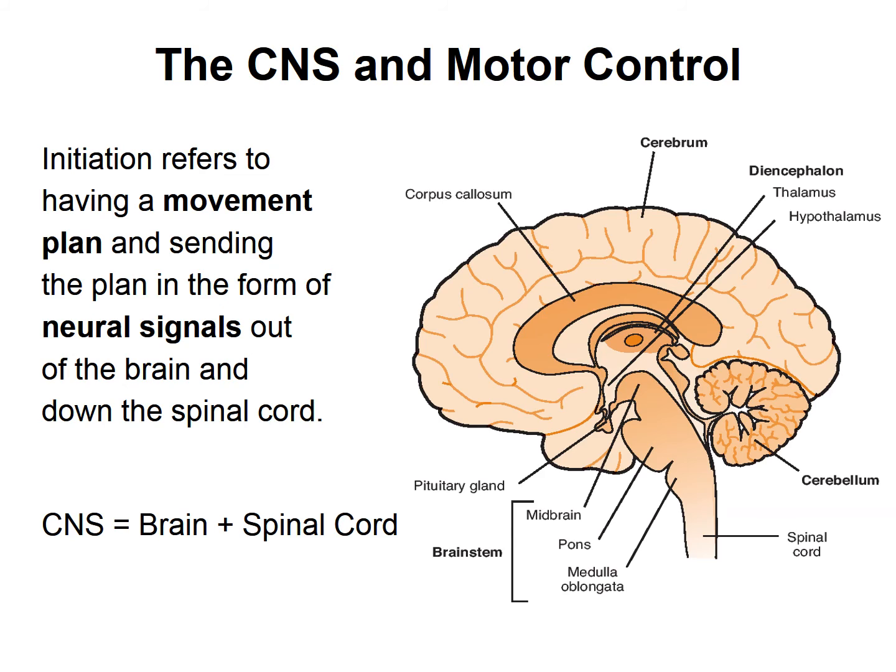The planning component of the central nervous system is really important because the seemingly simple task of initiation, which we'll talk about in a moment, requires that the plan be encoded into a precise pattern of electrical signals within thousands of motor neurons so they can properly be carried out once it reaches the muscle. Now, initiation refers to having a movement plan and sending the plan in the form of neural signals out of the brain and down the spinal cord for its ultimate destination of the muscles to initiate movement.